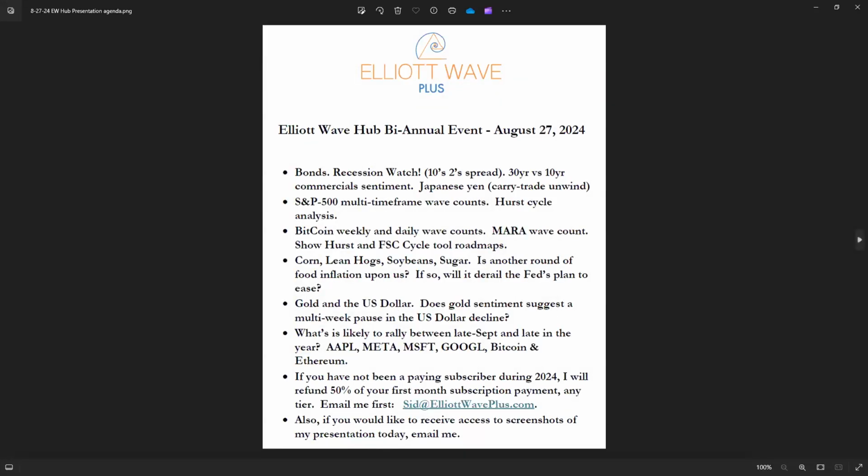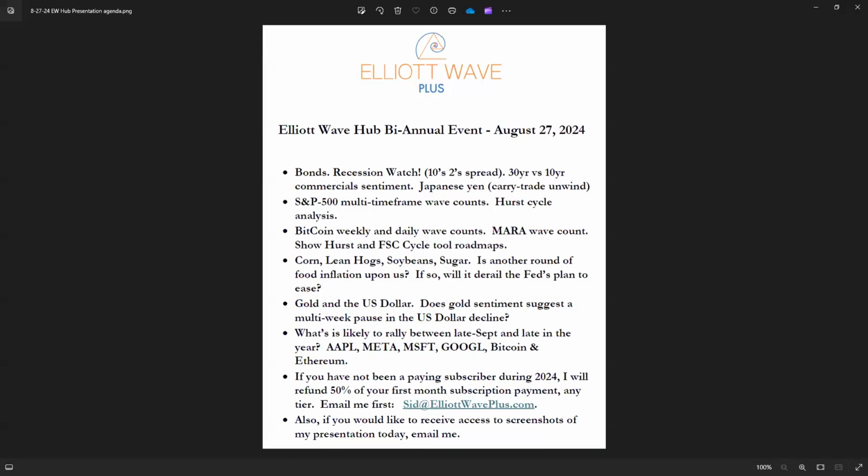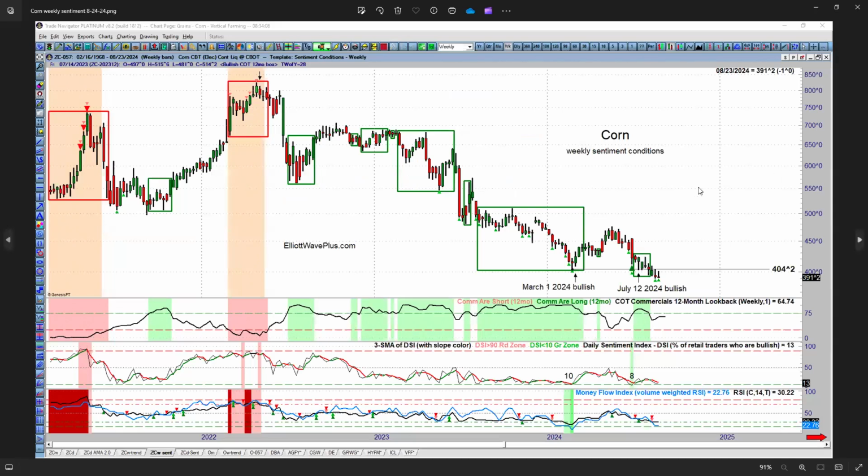Very quickly, I want to show you the charts on a few food-related items. Here's corn. This is your strictly weekly sentiment charts. Notice that commercials are heavily long corn on a weekly chart, and retail is quite bearish. This is kind of a perfect storm of potential bullishness on corn.